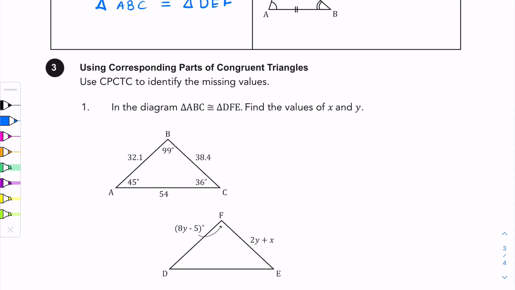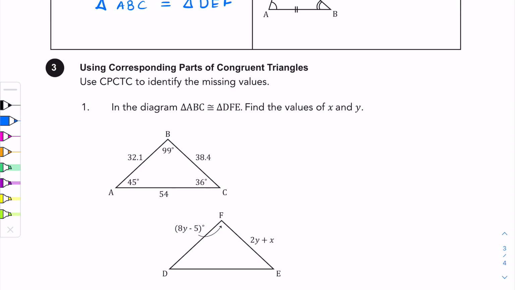So for the first example, it says to use CPCTC to identify the missing values. In the diagram, triangle ABC is congruent to triangle DFE. That means we know all angles and all sides are congruent. We need to find the values of X and Y.